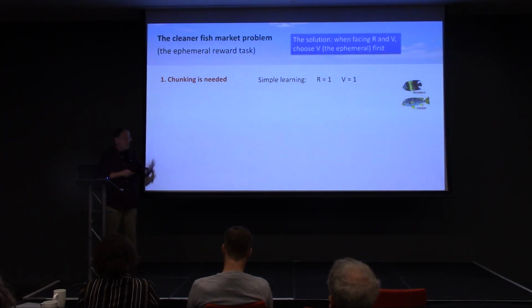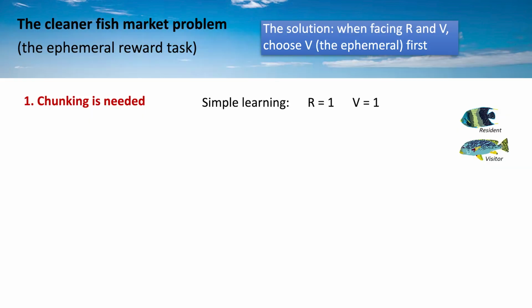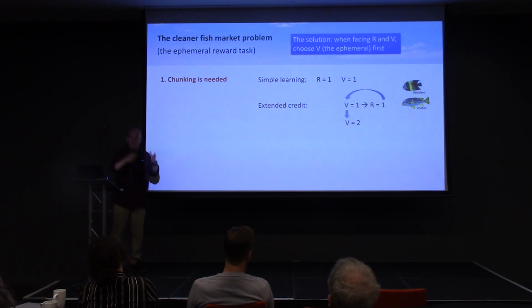What you need is something a bit more sophisticated, and one of the things you immediately try to test is a model we call extended credit, or chaining. The idea is that the credit for the first choice also includes the reward from the second choice, from the resident, going back to the first choice of the visitor. So going first to the visitor is represented as equal to, okay, you make a move to go to the visitor and you get a meal of 2 rewards. If you use this type of model to solve the simple market problem, when you face a resident and a visitor, it works.